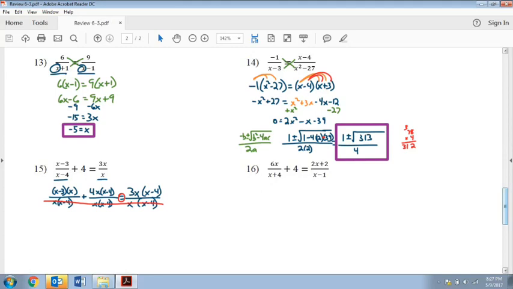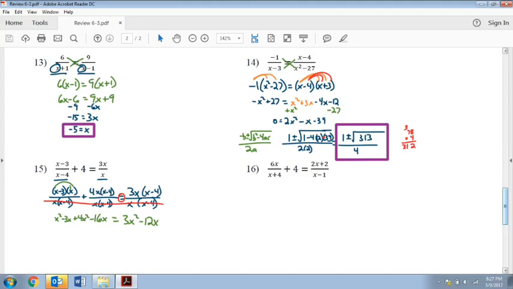Here we go. x times x is x squared. Negative 3 times x is negative 3x. 4x times x is positive 4x squared. 4x times negative 4 is negative 16x. Equals 3x times x is 3x squared. 3x times negative 4 is negative 12x.